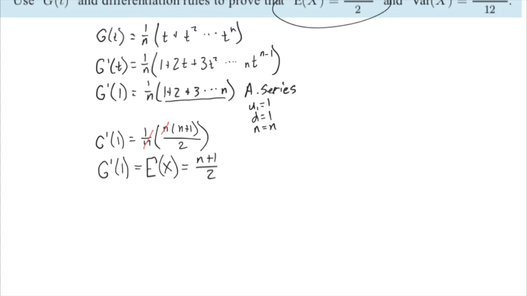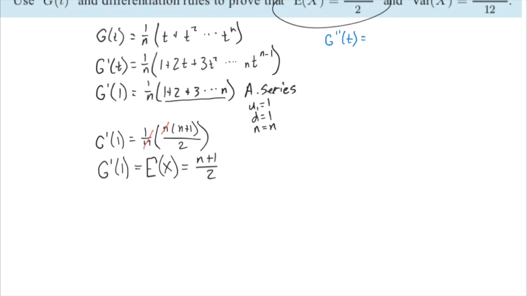Now, not only do we get the expected value, we can also do it for the variance. So now we're going to go ahead and find the variance. Remember, variance comes from working with the second derivative. So what we're going to do is find the second derivative of t.